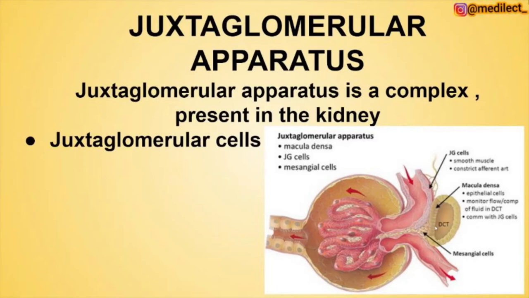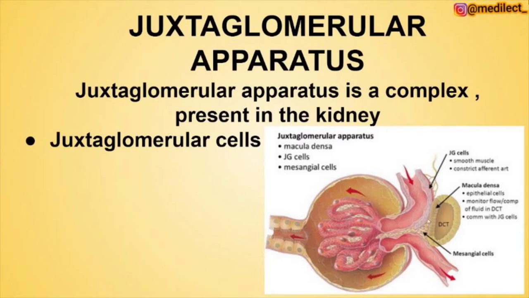So it is a modified region of the tubular epithelium of the distal tubule where it touches the arterioles of the glomerulus from which the tubule has originated, and it is in close proximity to the JG cells, as you can see over here. Okay, this is the macula densa.